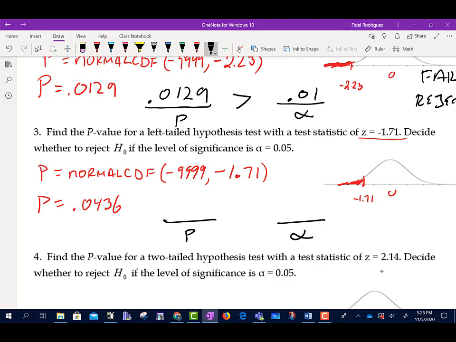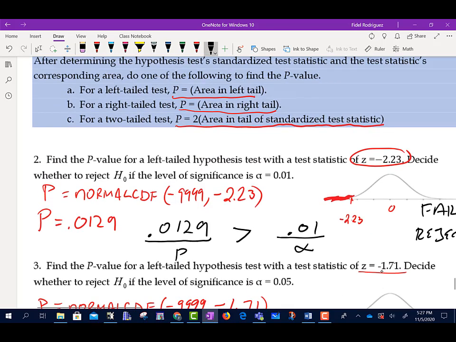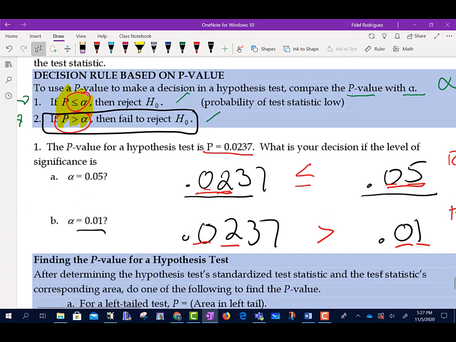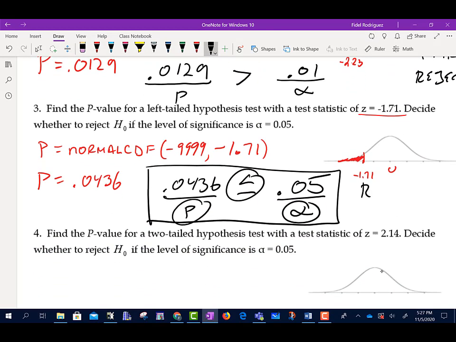So now, the next thing I need to do is compare my two numbers, p and alpha. p in this case is 0.0436. Alpha in this case was 0.05. So I know that p is smaller than or equal to alpha. When p is smaller than or equal to alpha, I'm going to come back over here. If it's smaller than, then we're going to reject the null hypothesis, okay? So right here, I'm going to write in reject the null hypothesis, okay?